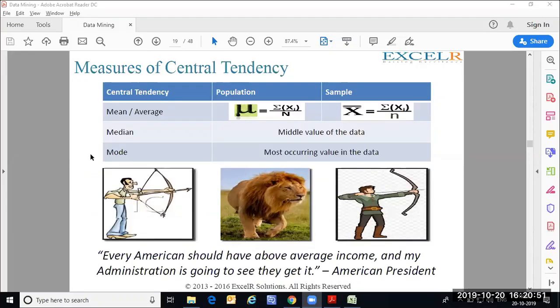Clear, guys? Any questions? If you are calculating mean for population data, that becomes population mean. If you're calculating mean for sample, that becomes sample mean.